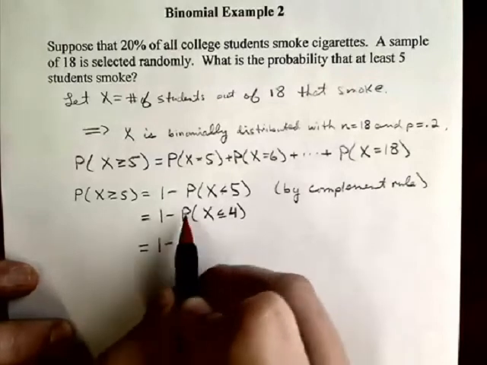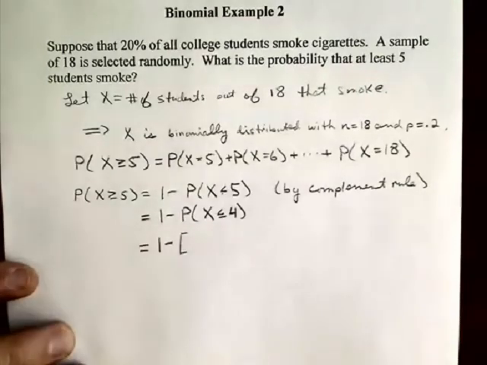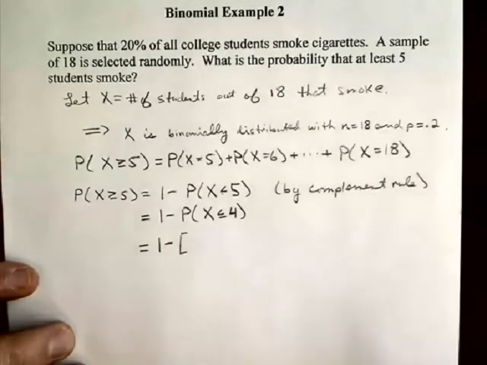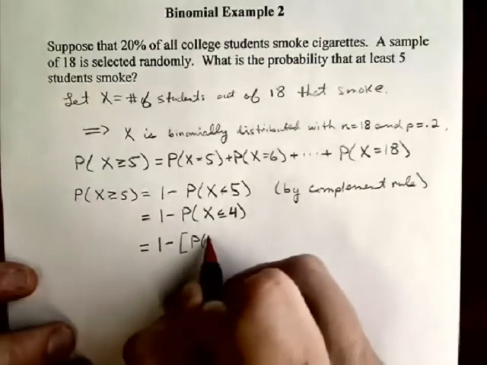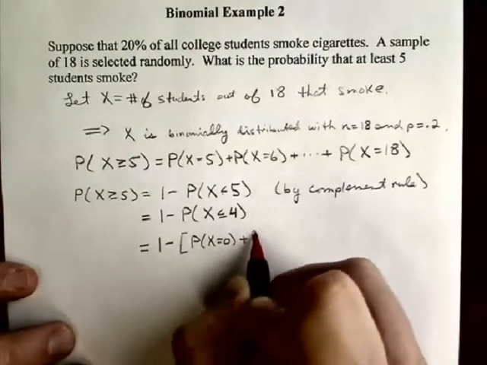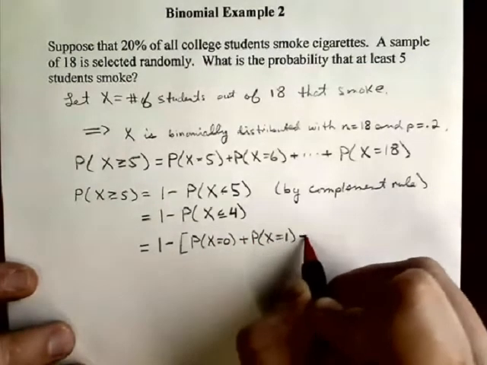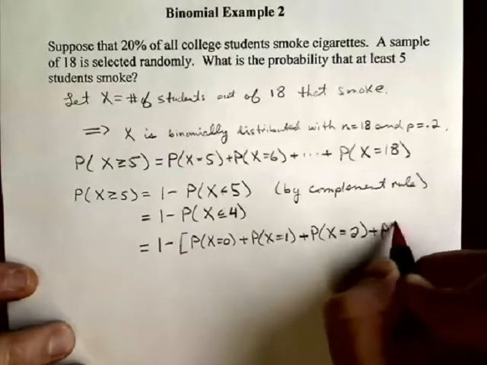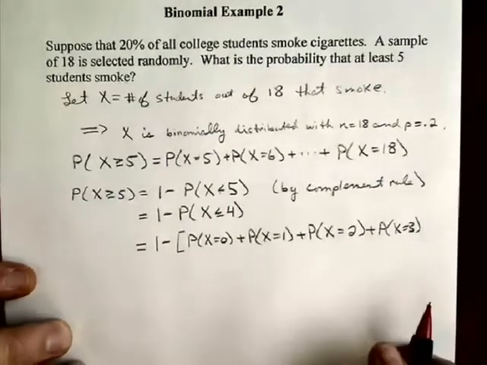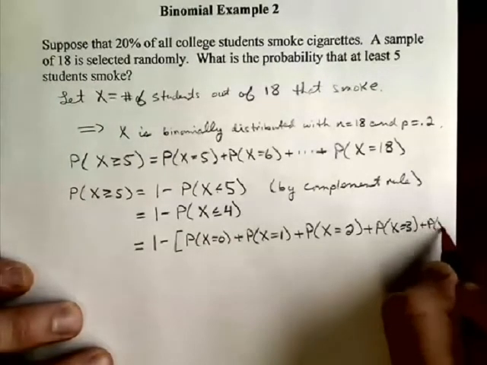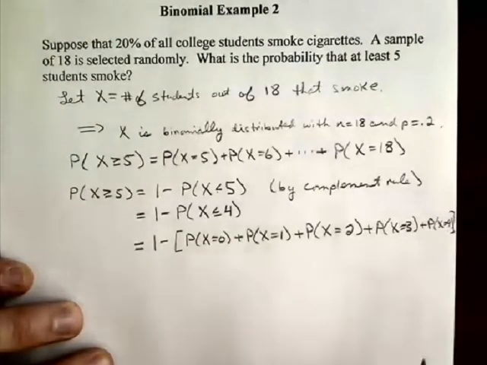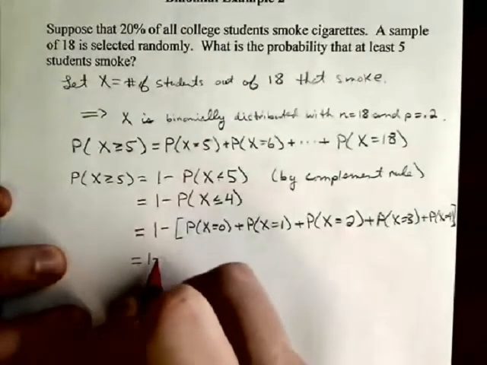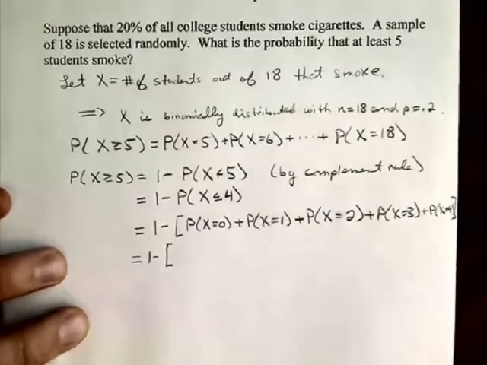What we need to get this probability is the sum of 5 probabilities, which is more manageable than all of these probabilities up here. So this is the probability that X equals 0 plus the probability X equals 1 plus the probability X equals 2 plus the probability X equals 3, I'm running out of space here, plus the probability X equals 4. Hopefully you get the idea. Now it's just a lot of computation, really.